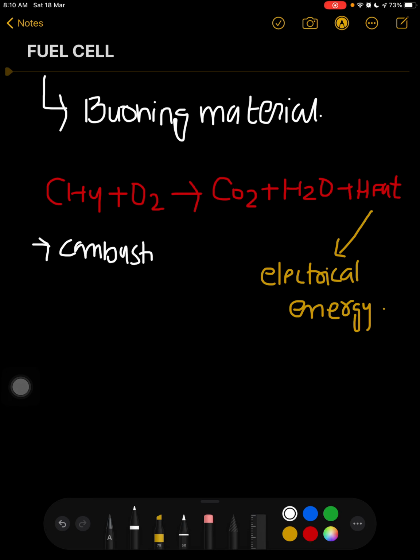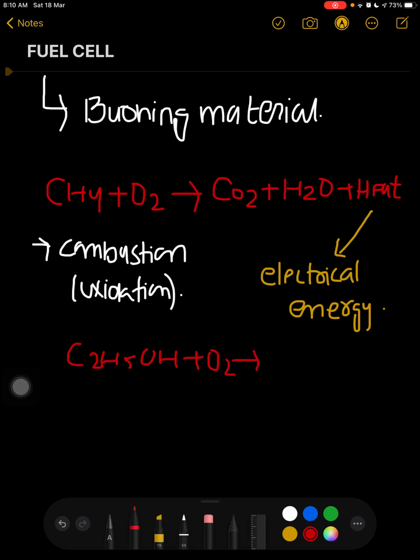Basically, this type of reaction is known as an oxidation reaction, or more properly a combustion reaction, because oxygen is being combined with the fuel. Now let's take another example to elaborate. If we take alcohol like ethanol, C2H5OH, with oxygen, there will obviously be some byproducts, but our main focus is on energy. Here heat will be released, and that heat will be converted into electrical energy, and this is the basic principle of a fuel cell.